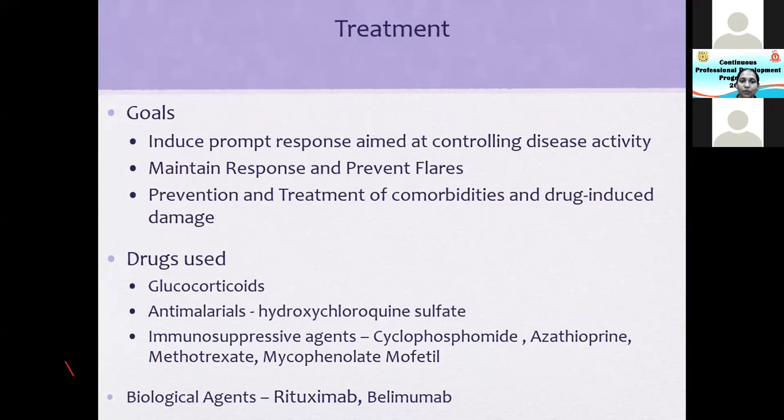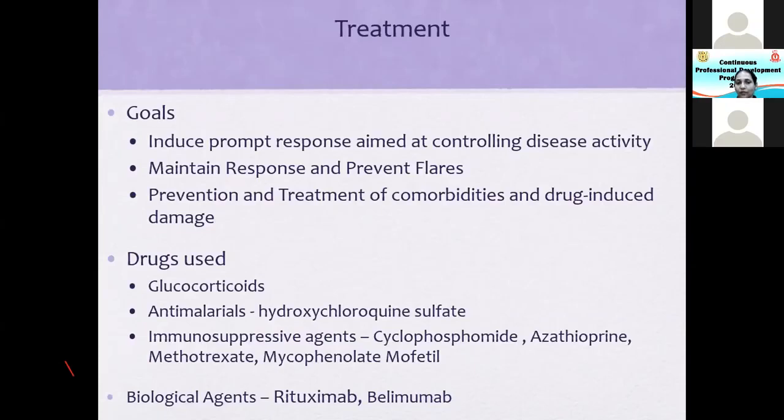Antimalarials are very important in SLE because they have an immune modulatory effect. And unless there are any contraindications, almost all patients with SLE should be started on hydroxychloroquine and should be maintained at the lowest possible dose. Now, these doses, I'm not going to talk about because that is for specialized management. At the same time, depending on the organ involvement and the severity, immunosuppressive agents can be used.